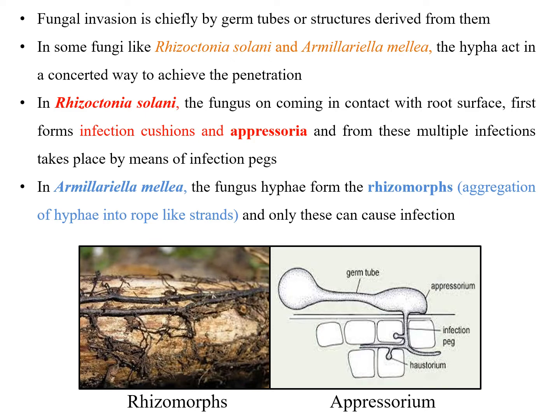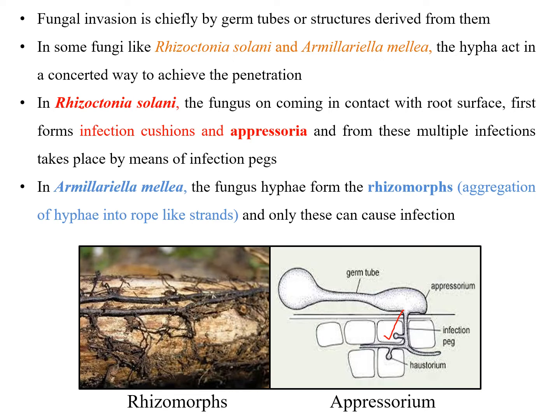Suppose you take Rhizoctonia solani. When the fungus comes in contact with the root surface, first it forms infection cushions and appressoria. Here we can see appressoria formation in the case of Rhizoctonia solani, and from this appressoria multiple infections take place by means of infection pegs. It will produce the infection peg, and from this infection peg it will produce the haustoria to absorb the nutrients from the individual cells of the leaf surface.